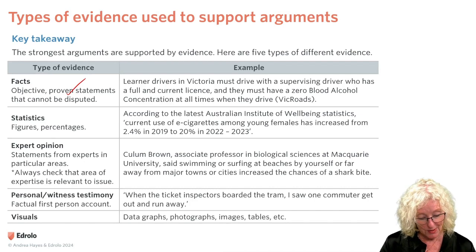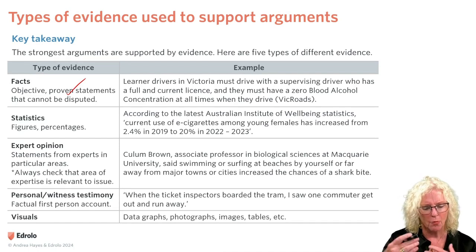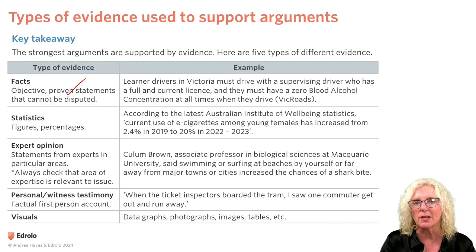Personal witness testimony: a factual first-person account. So often a quote from a witness. When the ticket inspectors boarded the tram, I saw one commuter get out and run away. And visuals can, of course, also be evidence. We can have data graphs, photographs, images, tables, etc. They can represent the statistics or include the statistics as well.